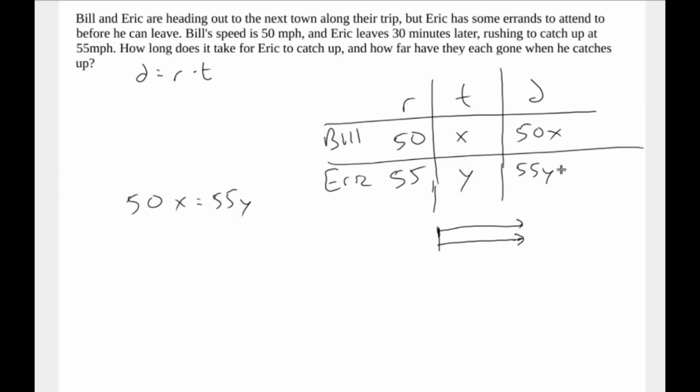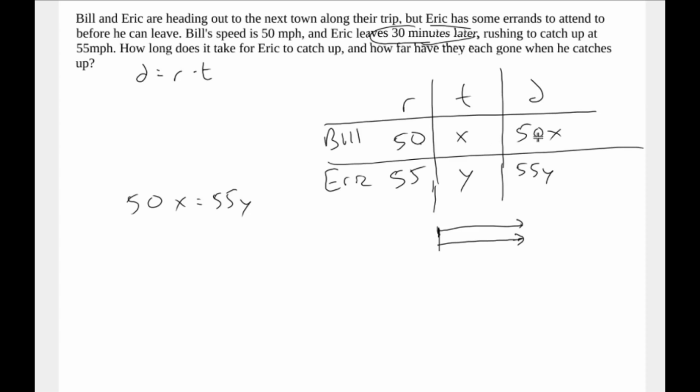But because I've introduced a second variable here, I need to have a second equation. And the only thing I haven't really used here is the fact that Eric leaves 30 minutes after Bill. So that means that ultimately he's been traveling for 30 minutes less. Now, I do have to be careful here. I didn't mention it before, but when I write rate times time equals distance, I need to make sure the units work out. And the speed is in miles per hour.